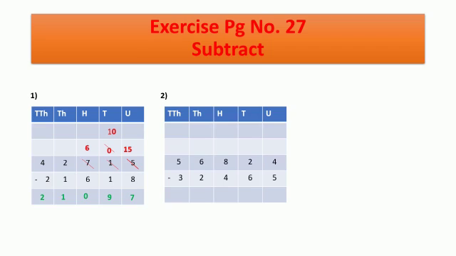Units place, 4 minus 5. Subtraction is not possible. So we are going to borrow one number from the tens place, that is from number 2. After borrowing one number from the tens place, 2 will become 1. And since we are taking one number from 2, in the units place, 4 will become 14. 14 minus 5 is equal to 9.